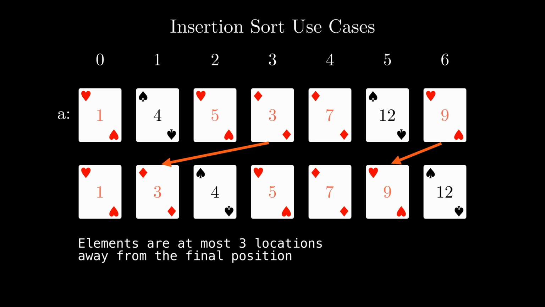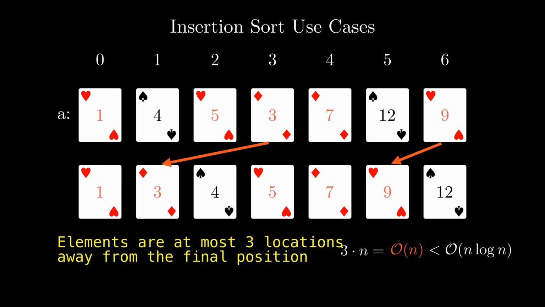With insertion sort, we would perform at most 3 times n operations, which expressed with a big O notation would be O of n operations. While with merge sort, we would perform O of n log n operations, which is significantly slower than the insertion sort for this specific case.